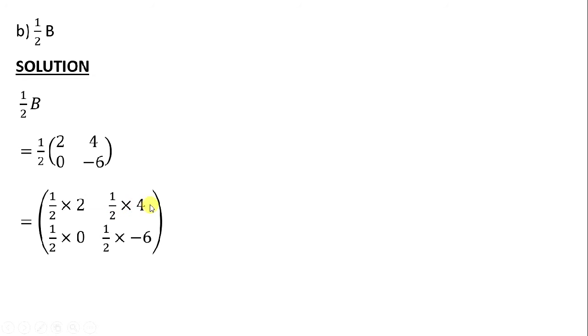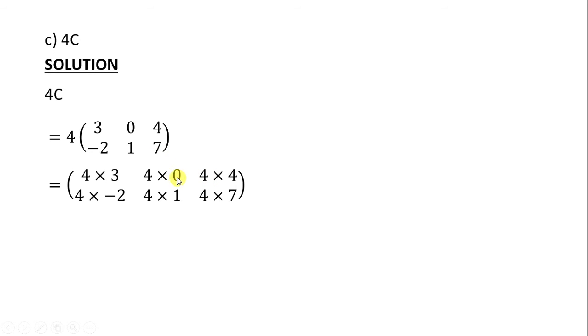Half times 4 will give us 2. Half times 0 will give us 0. Half times -6 will give us -3. Our answer will be first row 1 and 2, second row 0 and -3. Let's continue.